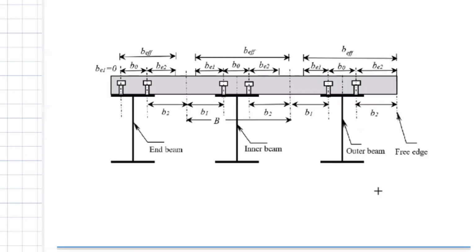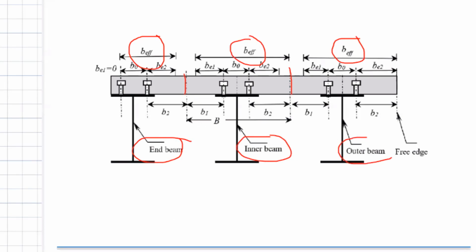However, if you see the code, there are three different ways of finding the effective width, or the width of the slab, which is going to act along with the steel beam, has to be calculated. It can be an end beam, an inner beam, or an outer beam. What is an outer beam? There is an overhang. What is the inner beam? There is concrete on both sides.